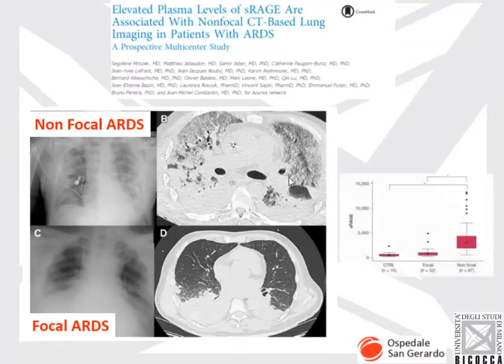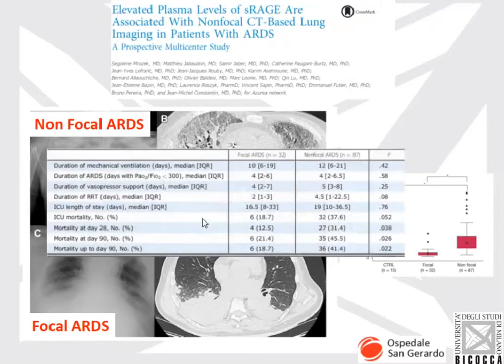And what they found is that these 2 groups had different concentrations of RAGE, which is more than an inflammatory mediator, a marker of lung injury. So a different concentration of RAGE, and also these 2 groups had a quite different mortality at day 28 and day 90, with non-focal ARDS associated with a higher mortality.